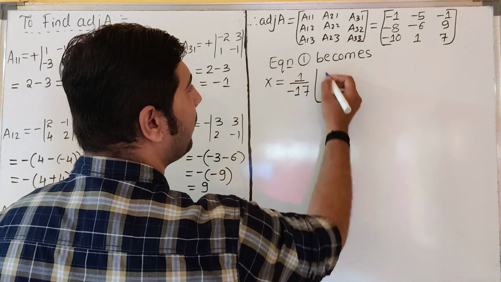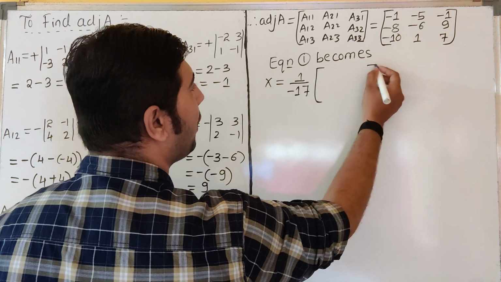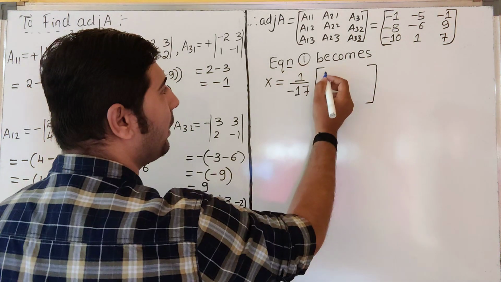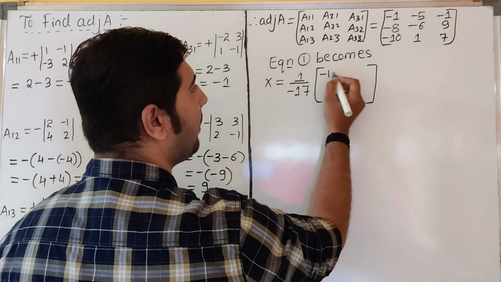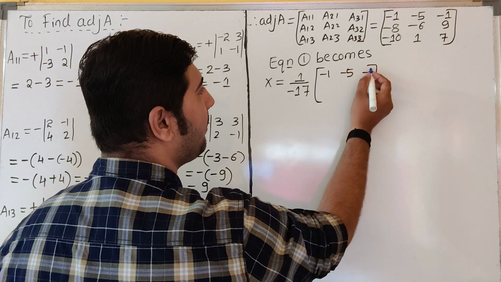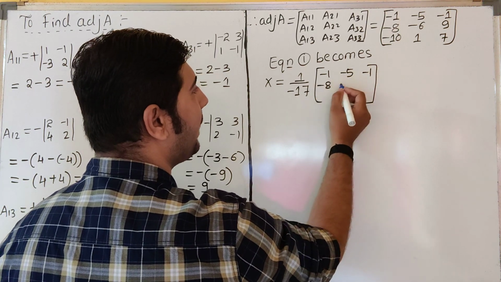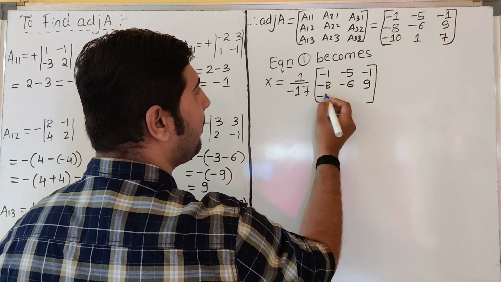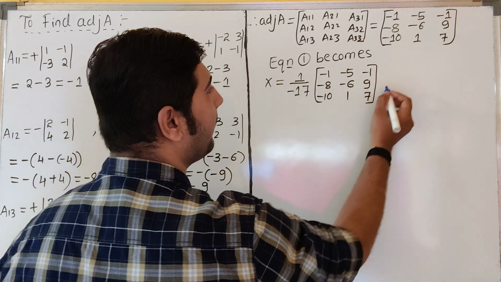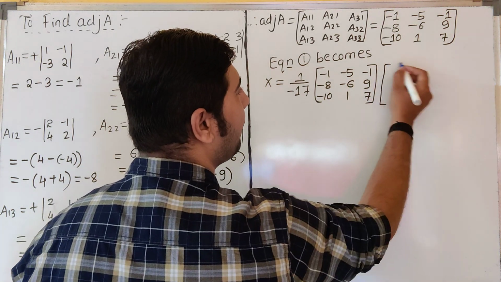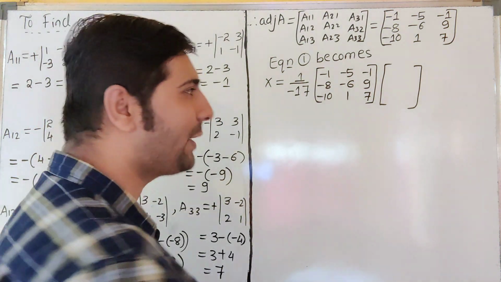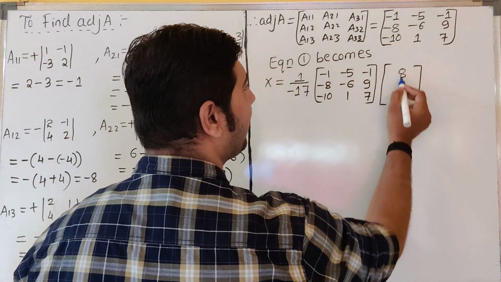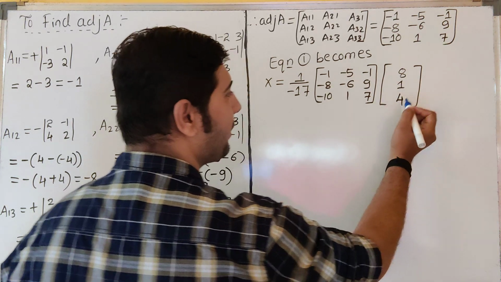Then what? Adjoint of A. Adjoint of A is what? 1 by determinant A into adjoint of A I am writing. So minus 1, minus 5, minus 1, minus 8, minus 6, 9, minus 10, 1, 7. So into B you have written. B is how much? You are having B also, dear students. B is how much? 8, 1, 4, dear students.